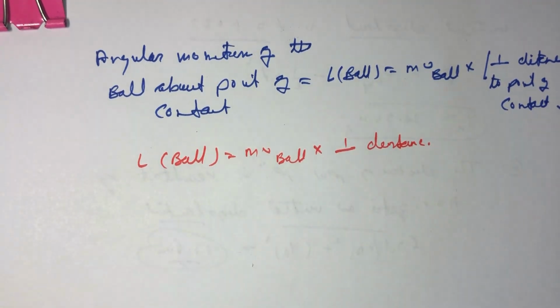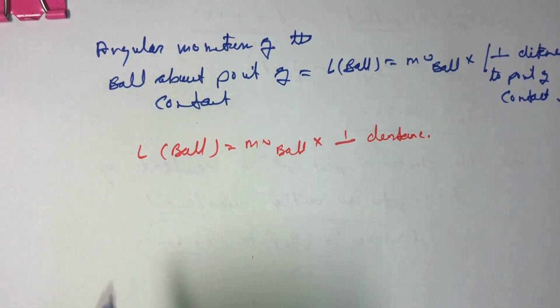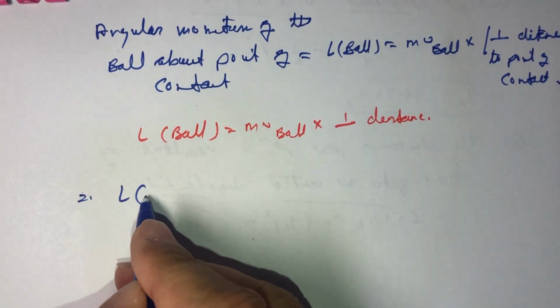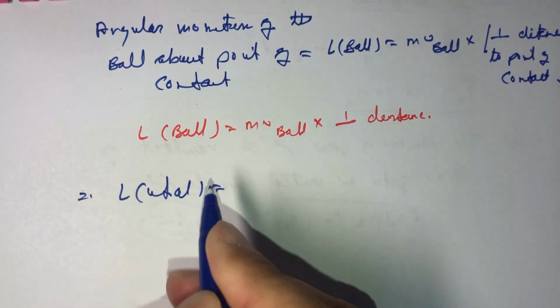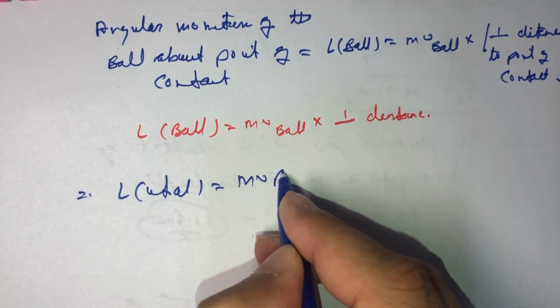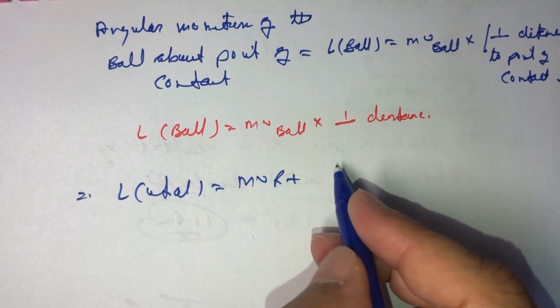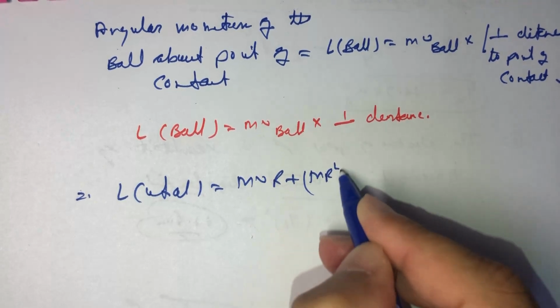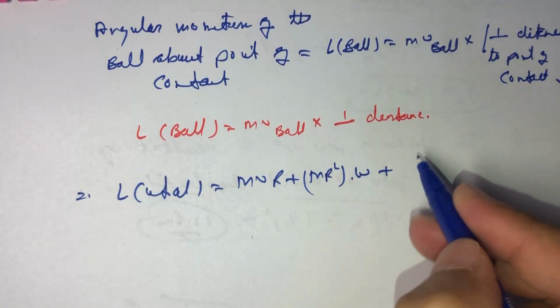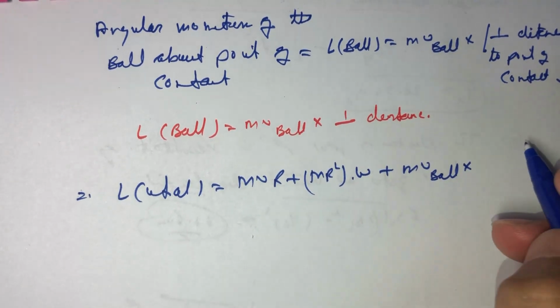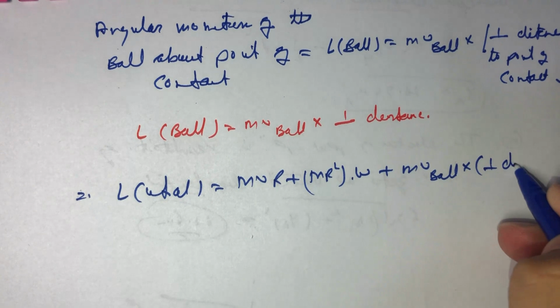So therefore, we can write that our initial angular momentum, that is L initial, will be equal to mvr plus mr square multiplied by omega plus mv of the ball multiplied by the perpendicular distance.